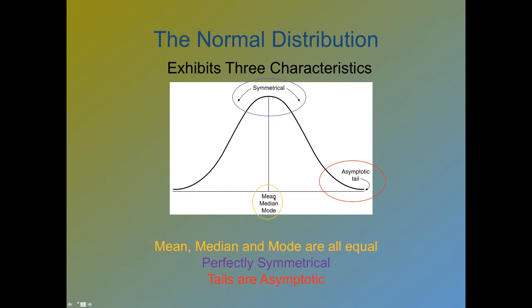The second characteristic, the mean, median, and mode, they're all equal in value, so they all fall on top of each other, as you can see, one line here only. And the third characteristic is that the tails of the normal curve are always asymptotic. Asymptotic simply means that they're not touching the x-axis.